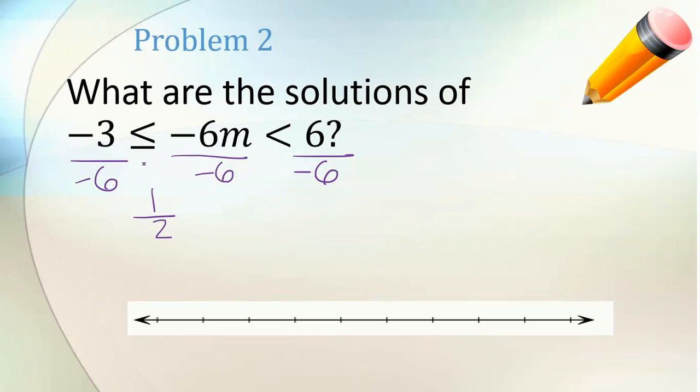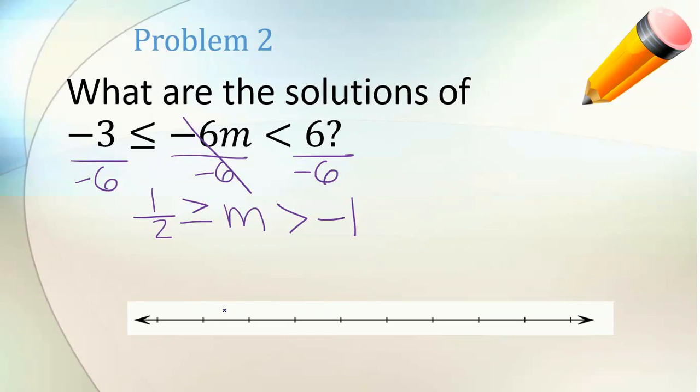Oh, I divided by a negative. Thanks for reminding me. Since I divided by a negative, I've got to flip the inequality sign. The -6's are going to cancel out. I'm left with m. And then I'm going to flip the inequality sign. Because I flipped that one, I've got to flip this one too. So don't forget about flipping multiple. 6 divided by -6 is -1.